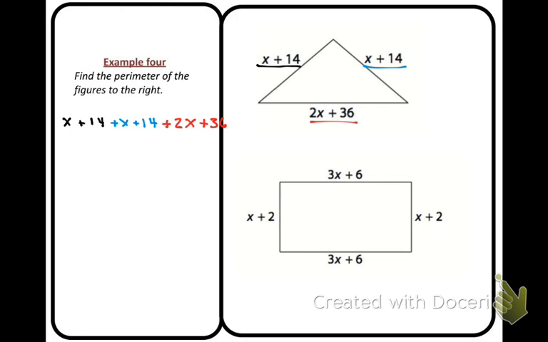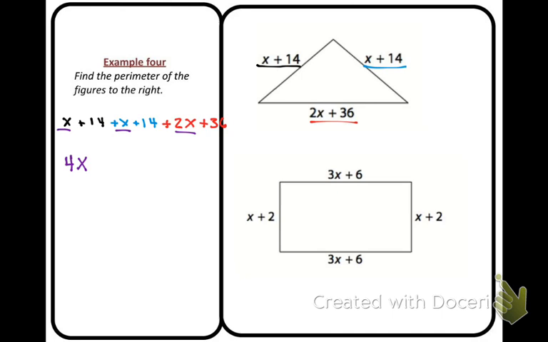First thing we do, we look for the highest exponent for the variables, and it looks like we just have an x to the 1 power. So we have an x there, we have an x there, and we have 2x there. So 2x plus x is 3x, plus x, we have 4x there.